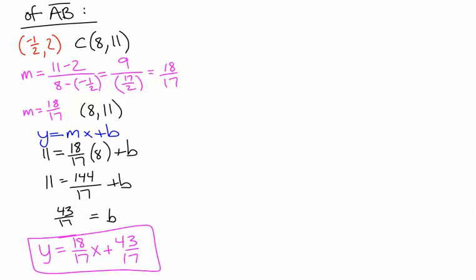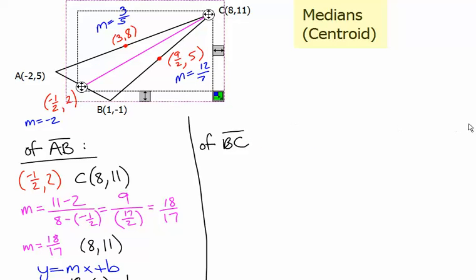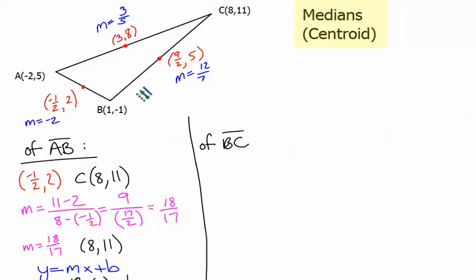That's AB. Now let's find the median when we're looking at segment BC. So if we go back to our picture, now we're no longer looking at that one. We're looking at the median that connects segment BC with the opposite vertex of A. So on the one hand, we're using the midpoint, which is 9/2, comma 5. And on the other hand, we're using point A, which is at negative 2, comma 5.